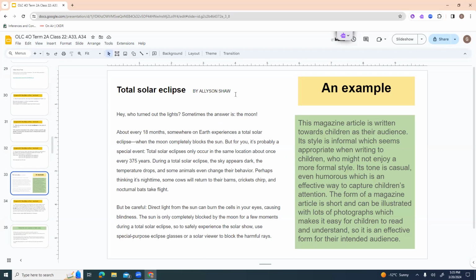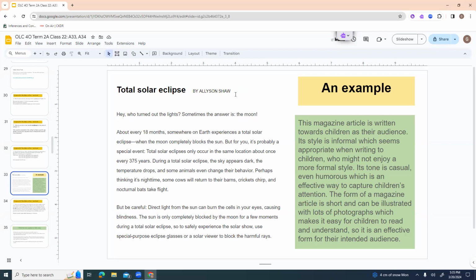The title actually is Total Solar Eclipse by Alison Shaw. And here's how it sounds. Hey, who turned out the lights? Sometimes the answer is the moon. About every 18 months, somewhere on Earth experiences a total solar eclipse when the moon completely blocks the sun. But for you, it's probably a special event. Total solar eclipses only occur in the same location about once every 375 years.